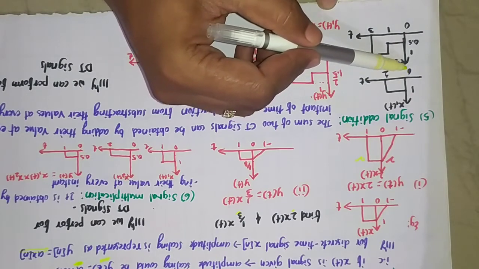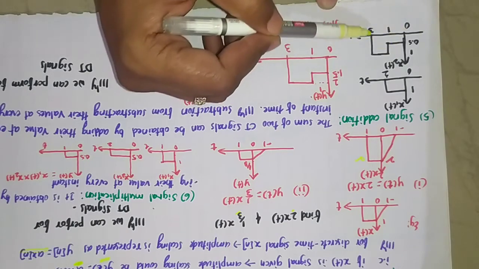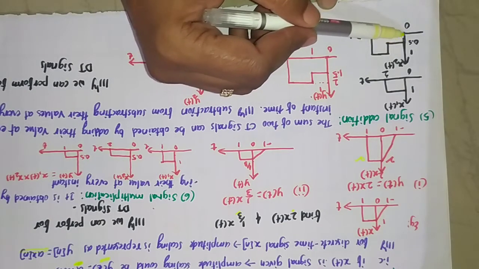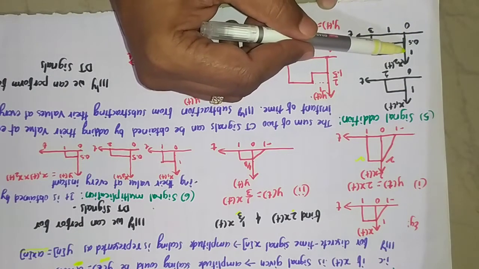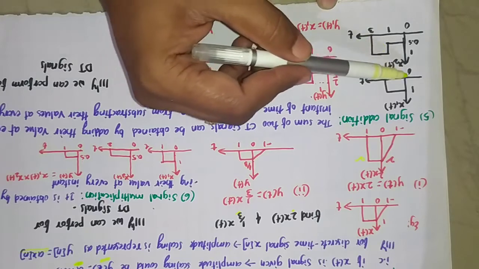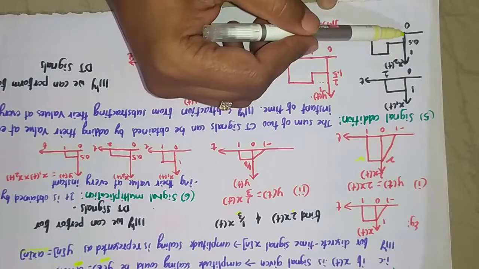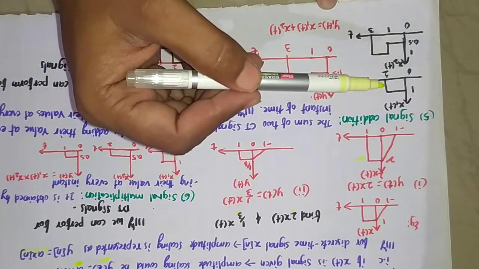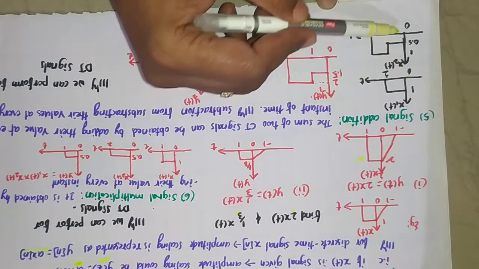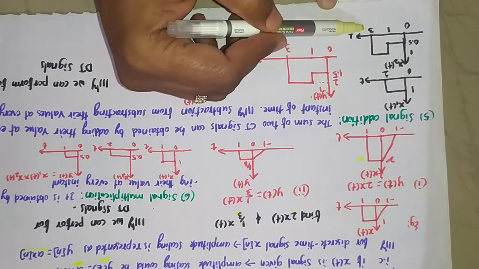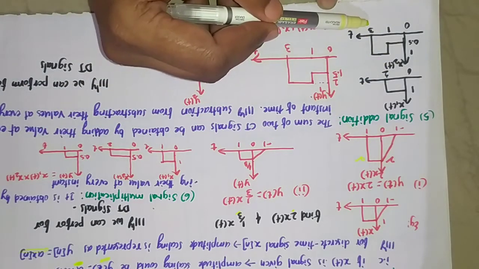That is, x1 of t is varied from 0 to 2 with amplitude 1, and x2 of t is varied from 0 to 3 with amplitude 0.5 from 0 to 1, and from 1 to 3 it is 1. So as per signal addition, whatever the instant of time between these two signals, we have to add their amplitudes. Okay, so this signal exists from 0 to 2 and this signal exists from 0 to 3. So your added signal will exist from 0 to 3 because it is larger here.